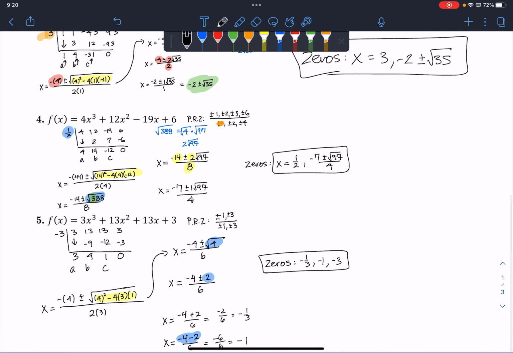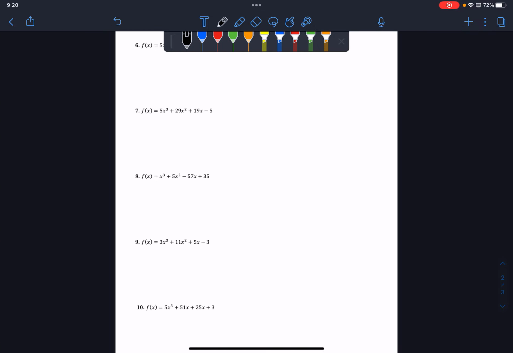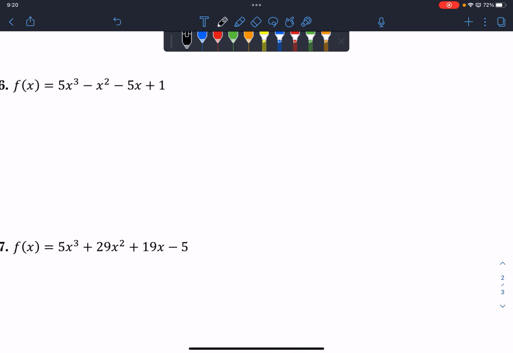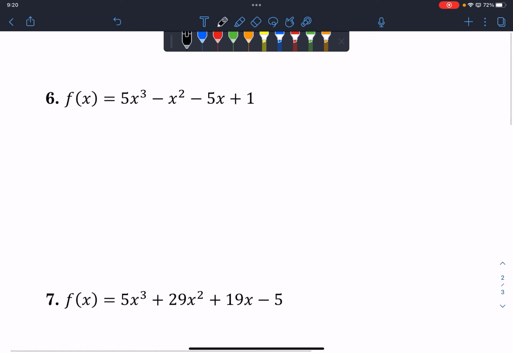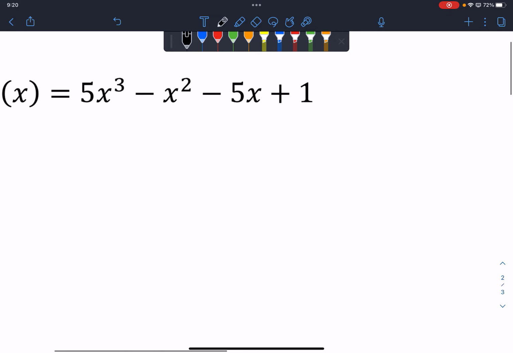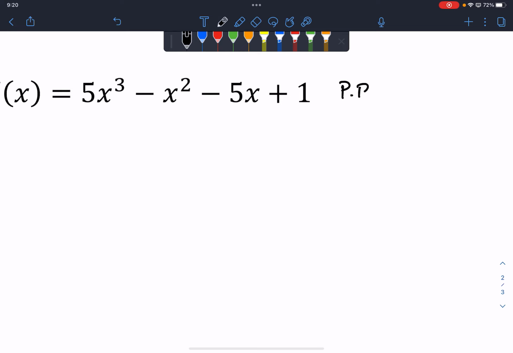All right, let's move on now to the back side. Moving on to example number 6. So here, the list of possible rational zeros would be the factors of our last number, 1, divided by the factors of 5, which are 1 and 5. So let's start by doing 1 and dividing it by 1 before we get into the fractions. So let's try positive 1.